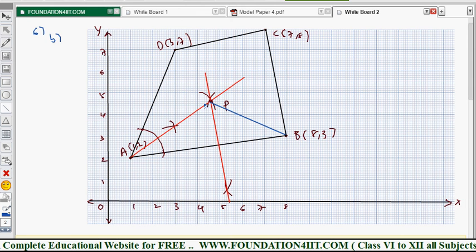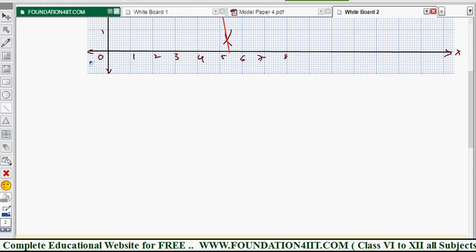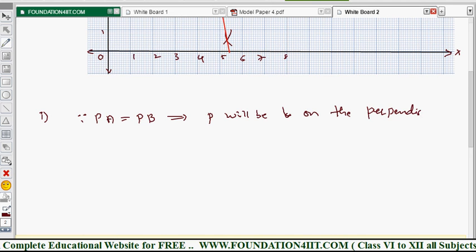You have to find out the distance from P to B. Then just let me write the information on how I constructed this. According to the given, PA is equal to PB. That means P is on the perpendicular bisector of AB. So AB we should do perpendicular bisecting first.